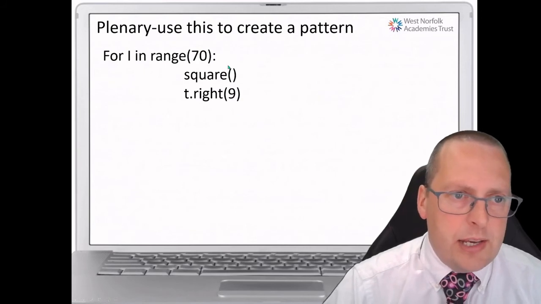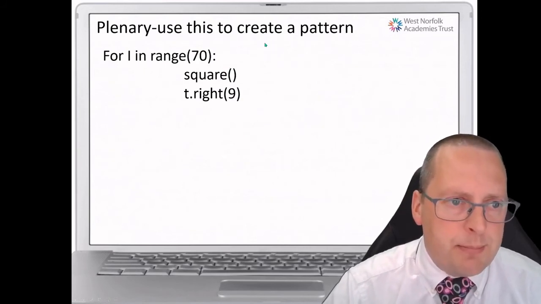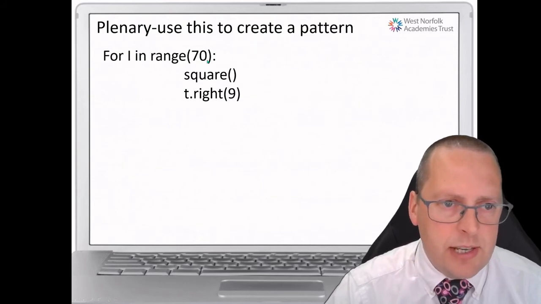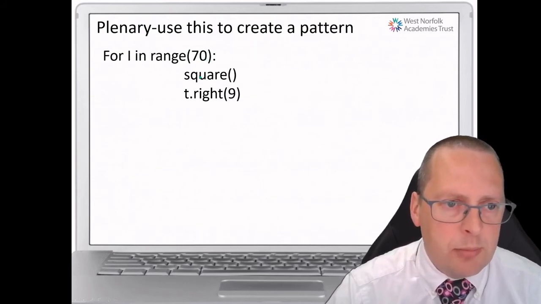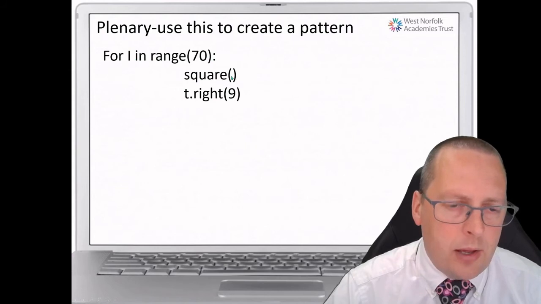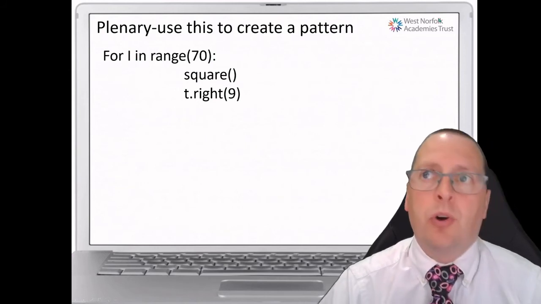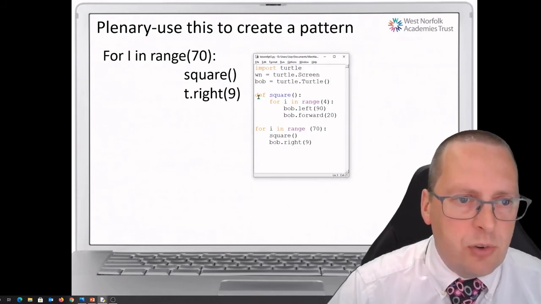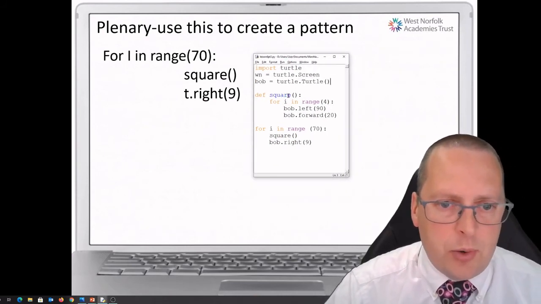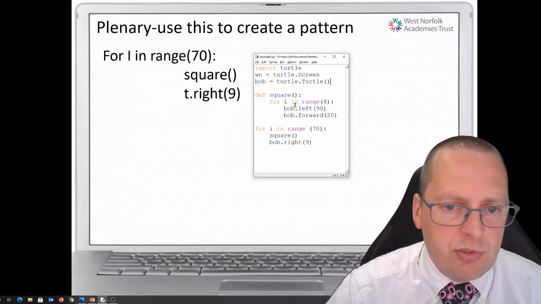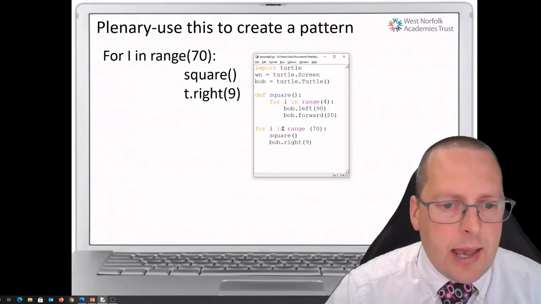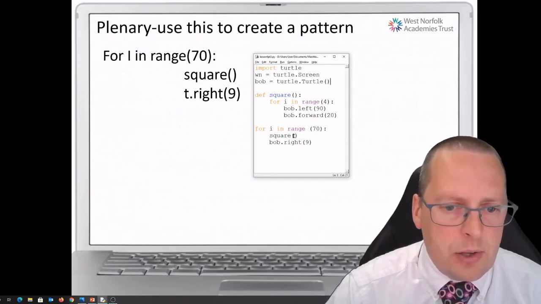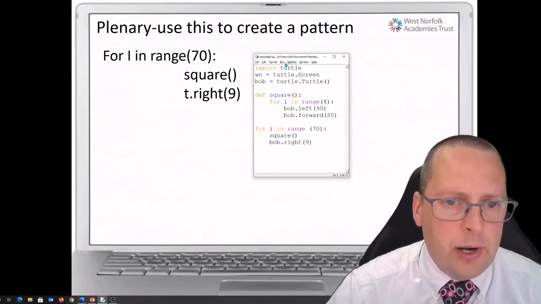The next stage then is to create a pattern. So for i in range 70, so we're going to repeat this 70 times. Square, open brackets, close brackets, t dot right 90. So what you need for this is, first of all, you have to define what square is. So I've just drawn a basic square here. And for i in range 70, square, open brackets, close brackets, so it's running the square program, bob.write 9.